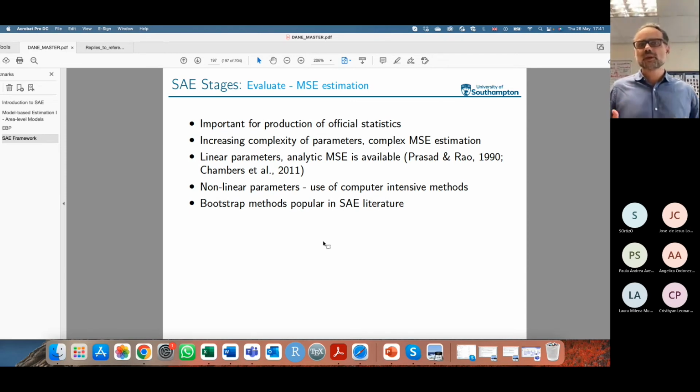When we talk about linear parameters, remember when we define the small area means as part of the area level models or as part of the unit level models, we had analytic estimators such as the Prasad-Rao estimator that is based on a Taylor approximation, Taylor series linearization. But when we go to more complex parameters, then we rely a lot on the use of computer-intensive methods, okay? And the methods that we saw quite heavily in the previous sessions rely on bootstrap methods, and in particular parametric bootstrap methods under the model, okay? So keep that in mind. Mean squared error estimation is really important.